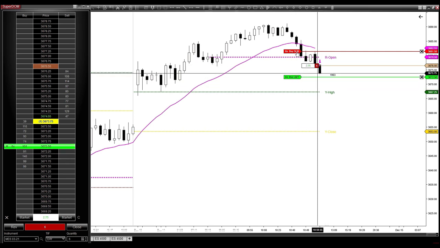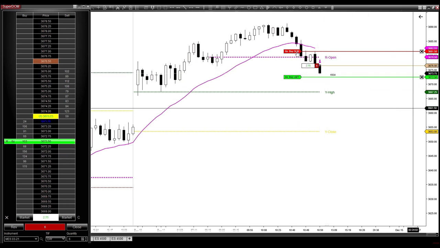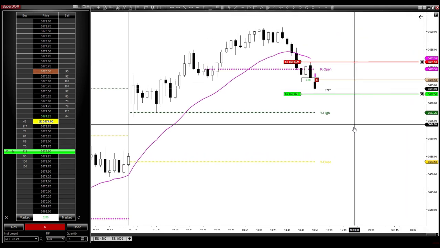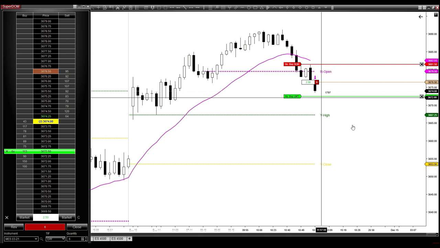But the reason why I'm not using that break even, price is extremely slow. It's extremely choppy. I don't want to kind of micromanage this trade, so I want to give it a second to run.